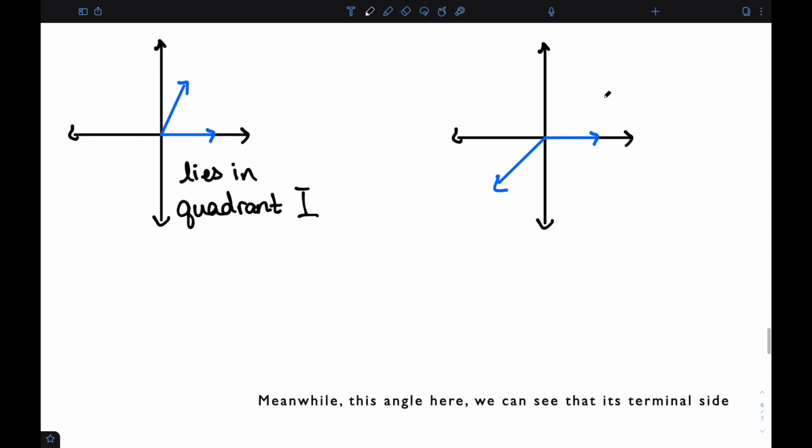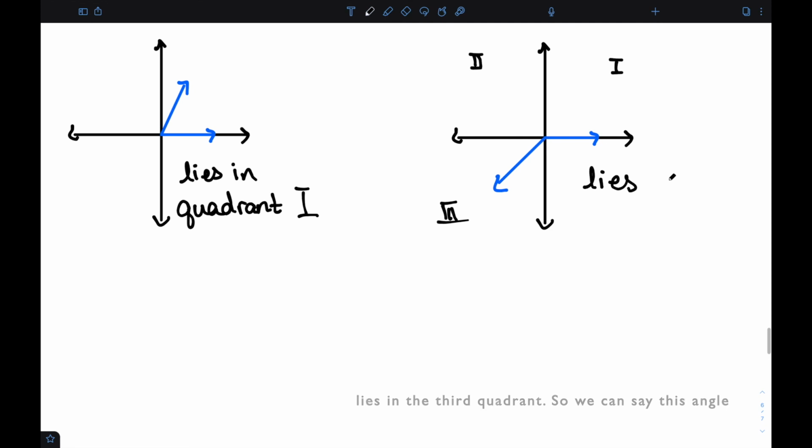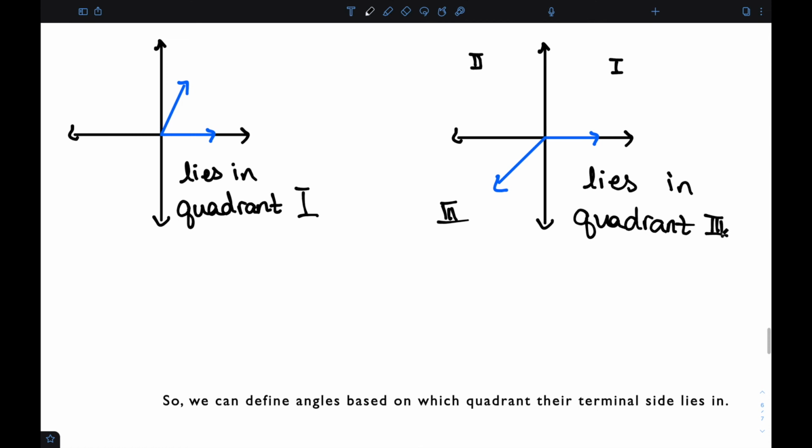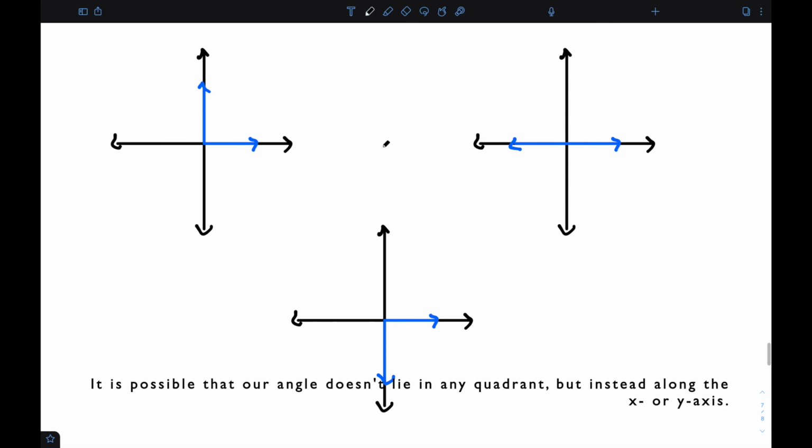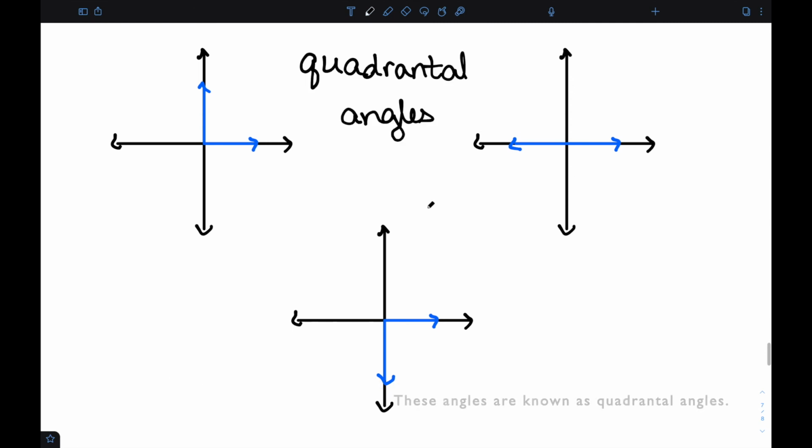Meanwhile, this angle here, we can see that its terminal side lies in the third quadrant. So we can say that this angle lies in quadrant 3. So we can define angles based on which quadrant their terminal side resides in. It is possible that our angle doesn't lie in any quadrant, but instead along either the x or the y axis. These angles are known as quadrantal angles.